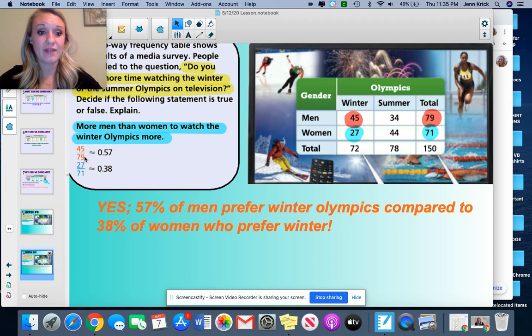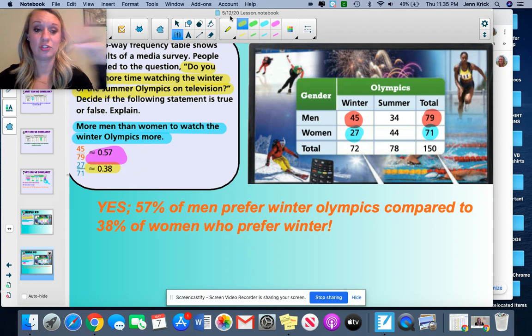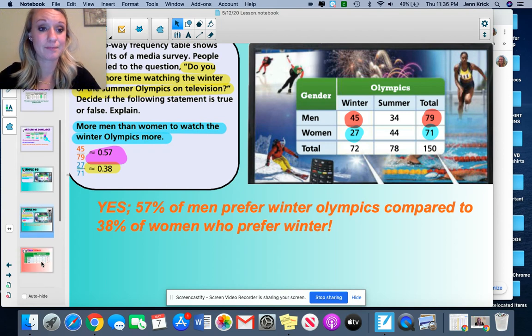So if 45 out of 79 men prefer the Winter Olympics, that means that 57% of them prefer it. Yikes. Sorry for that highlighting. If only 27 out of 71 women prefer the Winter Olympics, that means that there's 38% of them that enjoy it. So the statement is true. 57% of men prefer Winter Olympics compared to 38% of women. So we can also use two-way frequency tables to draw these deep conclusions and to find percentages to make statements.